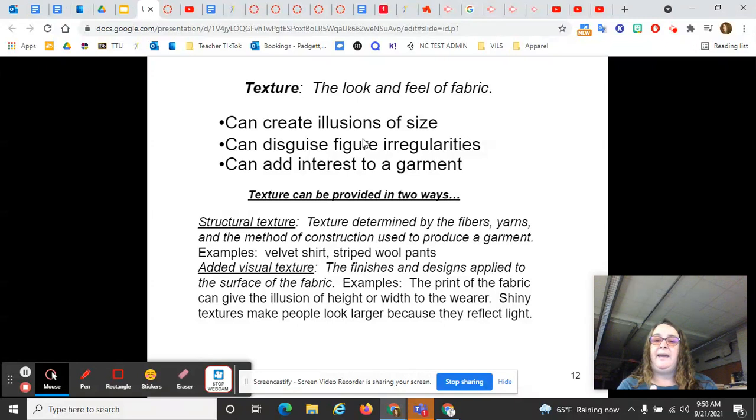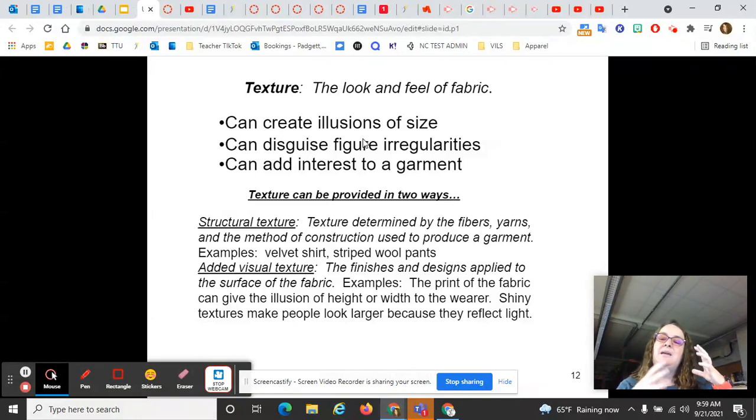Now, there are two ways of adding texture to a garment. The first is structural. Structural texture is determined by the type of fabric or yarn you're using and how you construct the garment, so how you produced it. If you think of a hoodie, just picture a hoodie in your head. If it is created out of fleece, then it gives that structural texture that is thick, bulky.